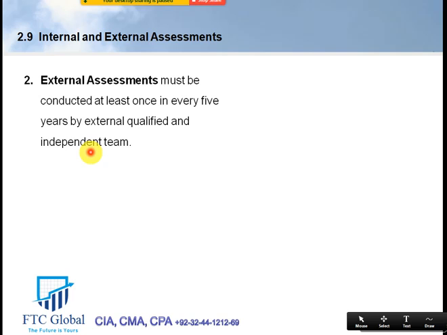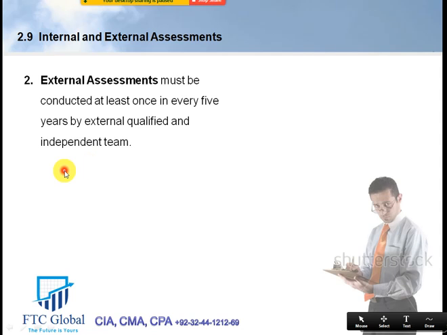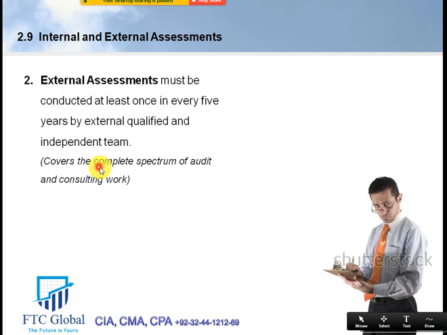And this is not just an audit or assessment of a single work or a single engagement. In fact, when the external assessors or the external qualified quality assurance staff or the team is appointed or hired, they cover the complete work performed by the internal audit department, not just the audit, not just the assessment. So remember, the external assessors will cover the complete spectrum of audit and consulting work. So what is actually the work they perform? Let us have a brief overview.